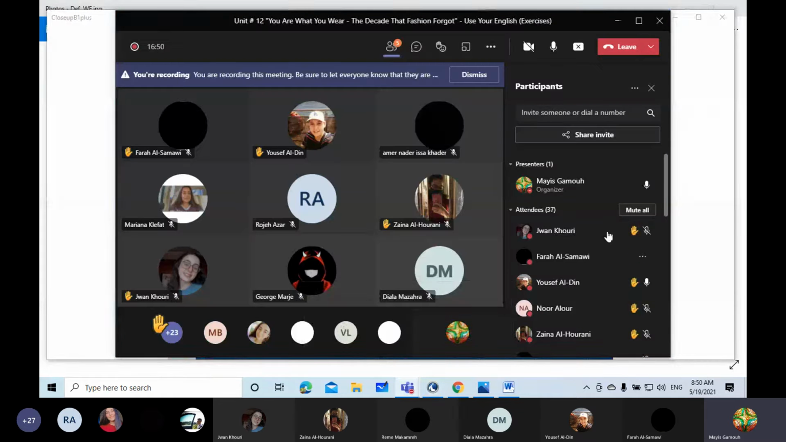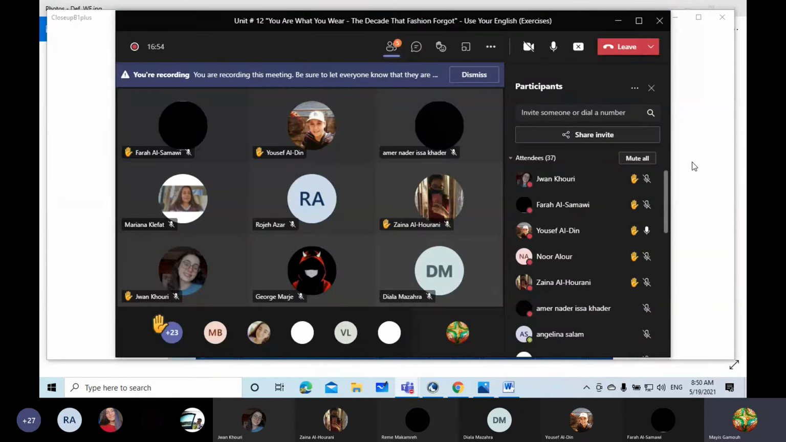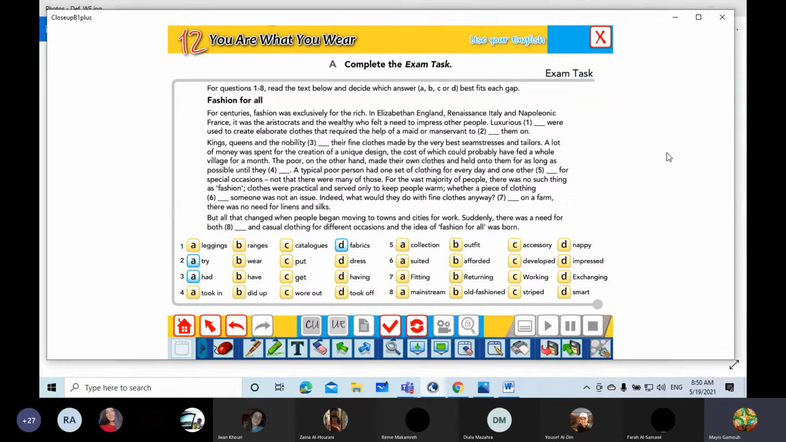Let me see, I just have three. Noor, go ahead. A lot of money was spent for the creation of a unique design, the cost of which could probably have fed a whole village for a month. The poor, on the other hand, made their own clothes and held on to them for as long as possible until they wore out. Yes, dear, thank you. So number 4 is C.